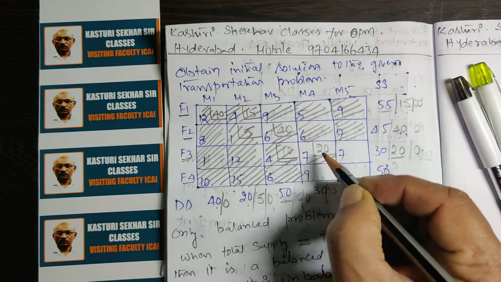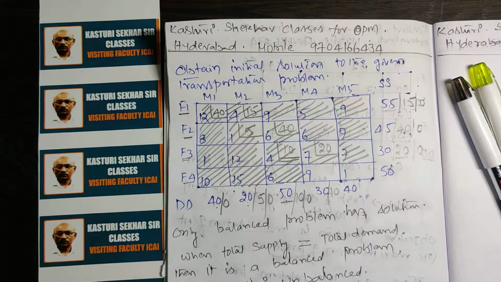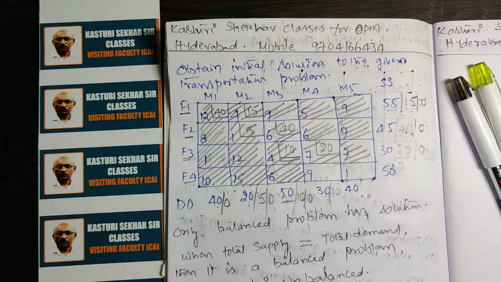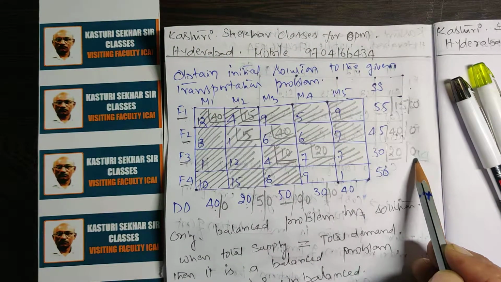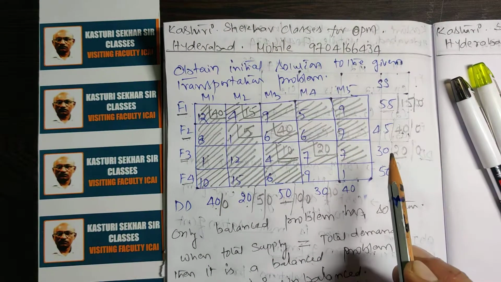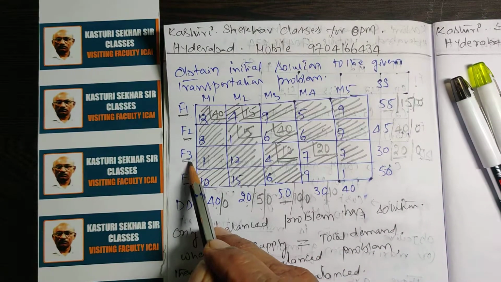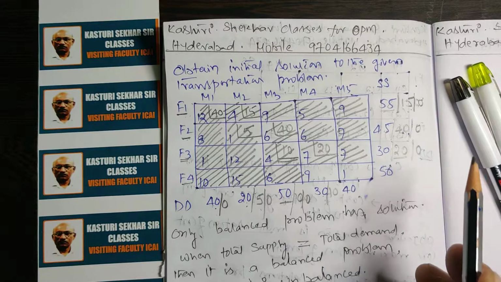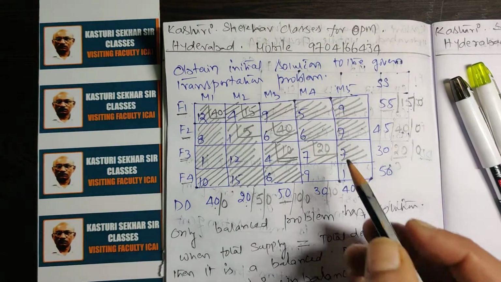So to avoid any confusion, eliminate market 3 from the picture. Again I am repeating, sir. At F3 capacity is exhausted. Therefore, to avoid any confusion, factory 3 is eliminated from the picture.